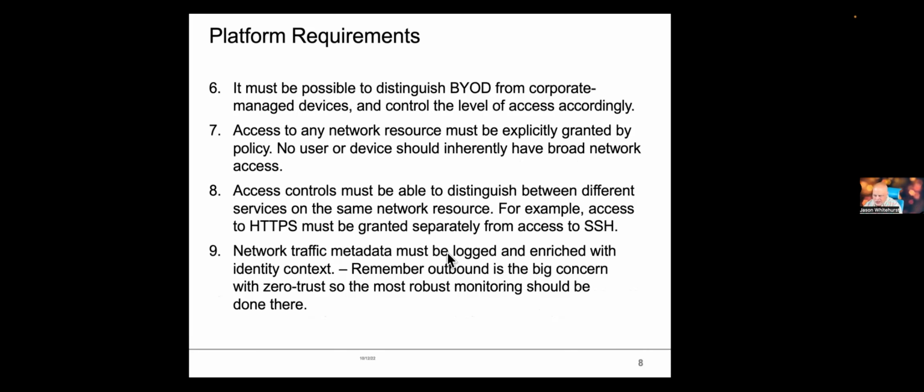You have to be able to distinguish your BYOD from your corporate devices. We all know how to do that. And access to your network resources should be dealt with explicit grants, not inherited security. And that can be difficult, right?